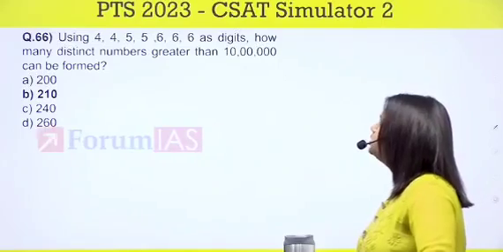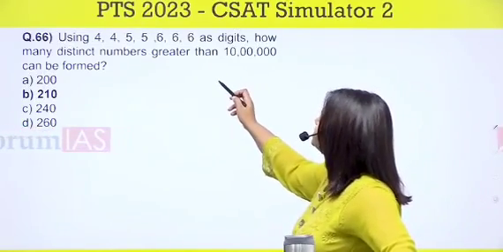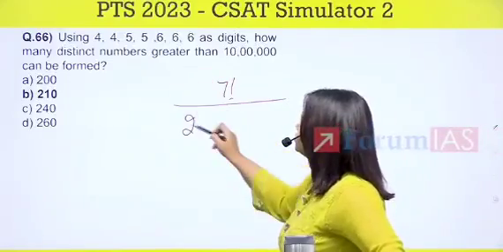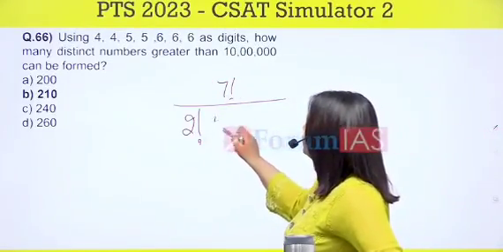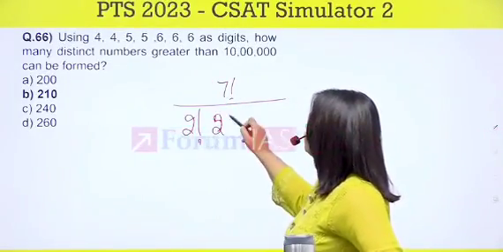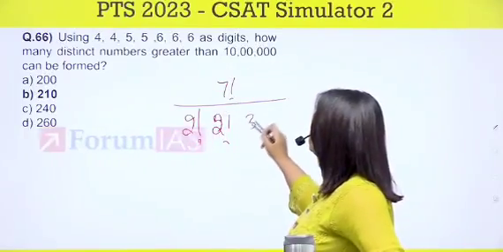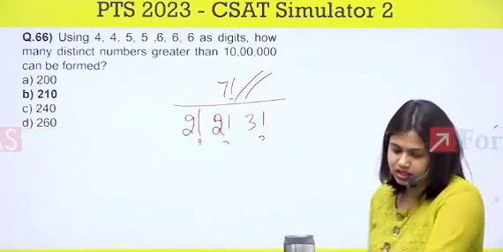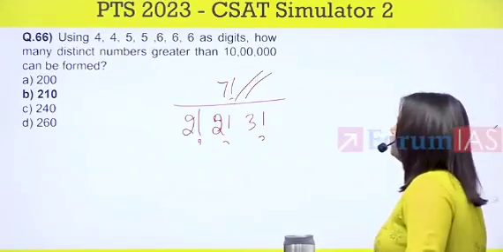Now, what are the different ways in which I can do this? It's simply 7 factorial upon 2 factorial for the two 4s, 2 factorial for the two 5s, and 3 factorial for the three 6s. 7 factorial is the number of ways that these digits can be arranged. All I have to do is calculate.